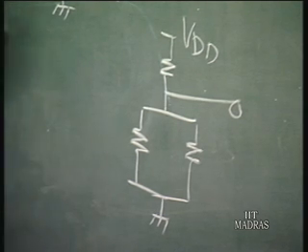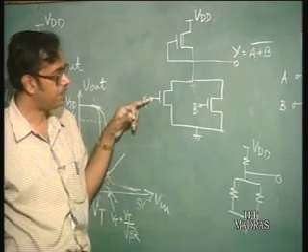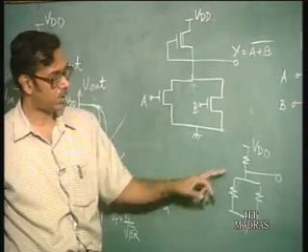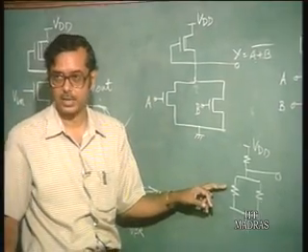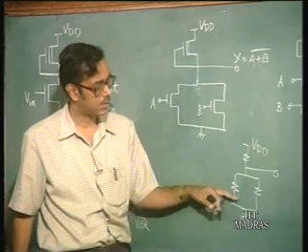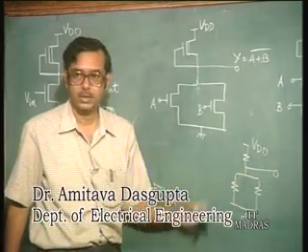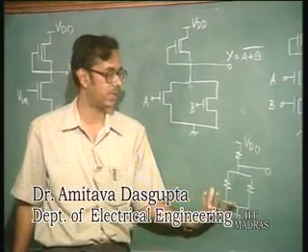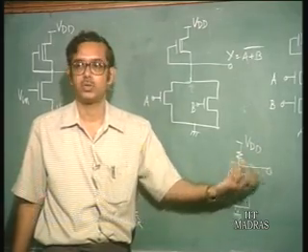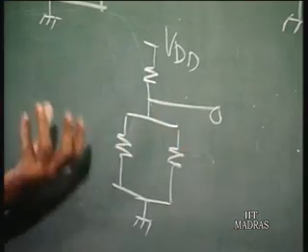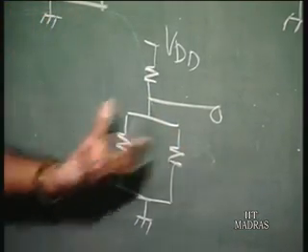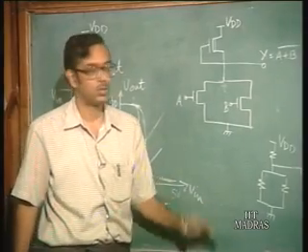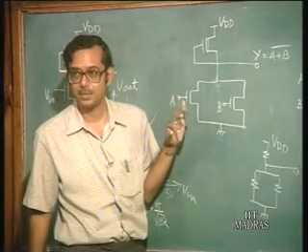So if you look at this structure here, when any input goes high, the corresponding resistance of the transistor is going to be low, which means that, if you just consider them as a potential divider network, the output is going to be low. If both the transistors are off, the output is high. So basically, this acts as a NOR gate.